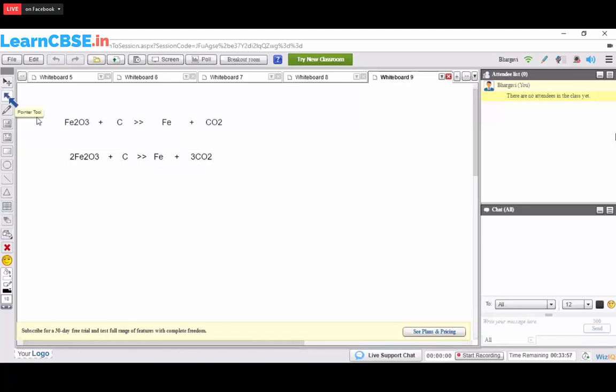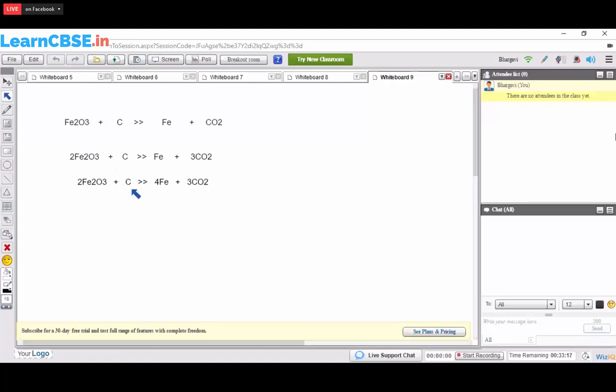Okay. So now here it is 2 times 3 oxygen. So it's 6 oxygen atoms here, and also here it is 3 times 2, 6 oxygen atoms. So now we have balanced the oxygen. Then comes to the iron. So iron is 2 times 2, 4. So 4 iron are here, and here it is only 1 iron. So 2Fe2O3 plus carbon gives 4Fe plus 3CO2. Okay. Then comes to the carbon.